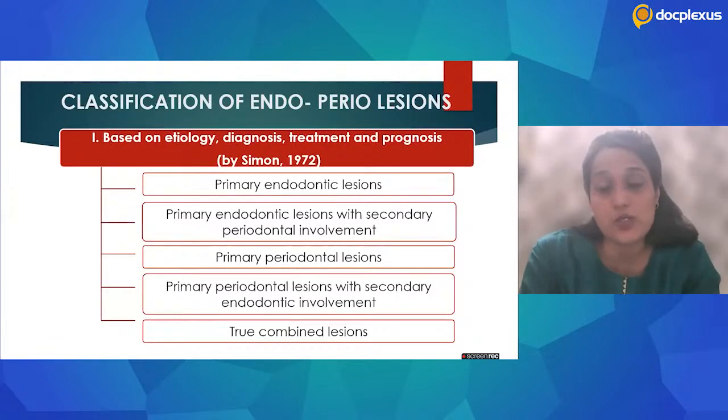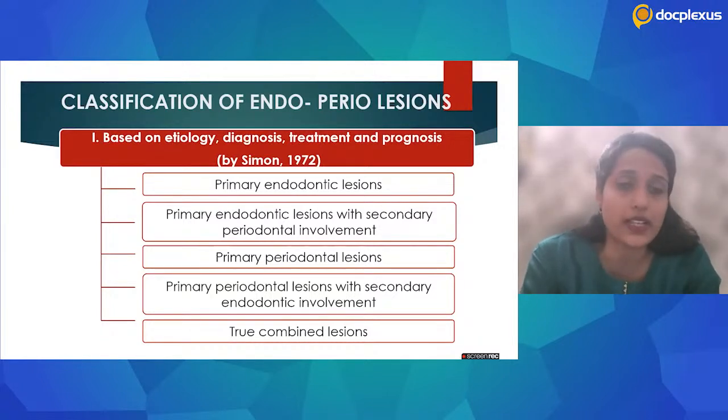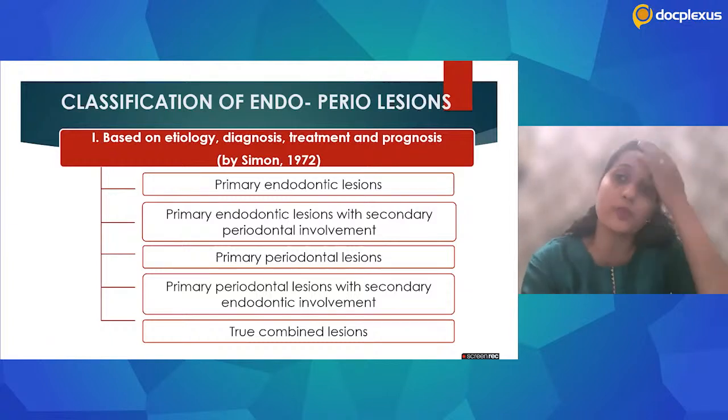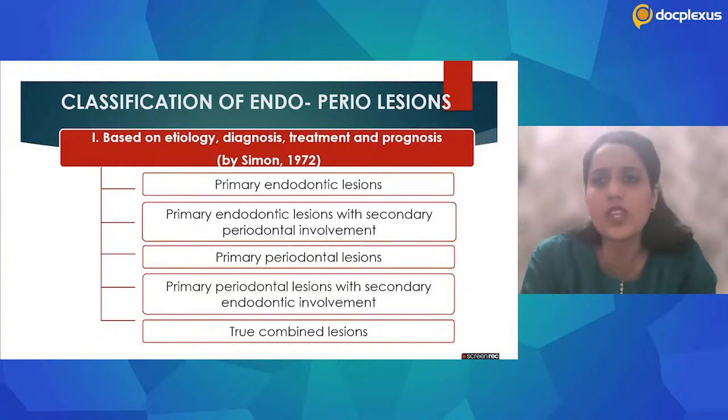Now, as it seems to be theoretical, but no, classifications of endoperio lesions are not at all just useful for theory classes. They will also help you in diagnosing, in treatment, in managing any recurrence of the case, and in managing the prognosis of the tooth. That is how the classification of endoperio lesions is important. We'll see a few of them, not all of them, one by one.